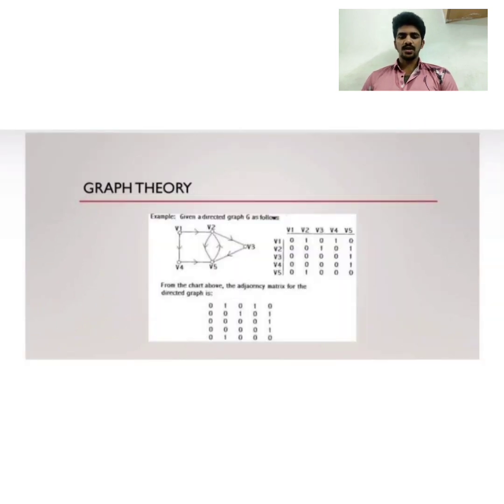Graph theory. Example: given a directed graph G as follows. For a directed graph, we have to find out the adjacency matrix. For the adjacency matrix, we have to write vertices in rows and columns. For example, take V1. For V1, the adjacent vertices are V2 and V4. So we write V2 and V4 as 1 and the remaining as 0. Similarly, we fill in all the vertices.